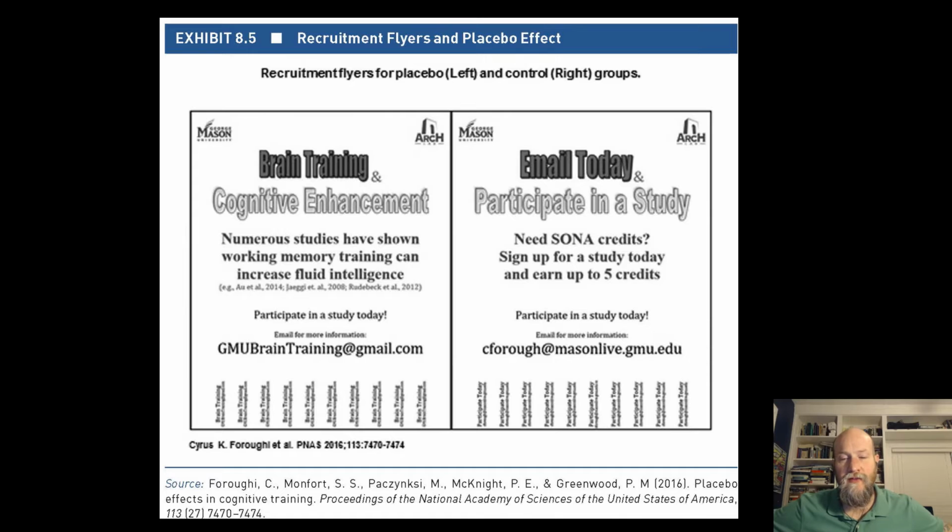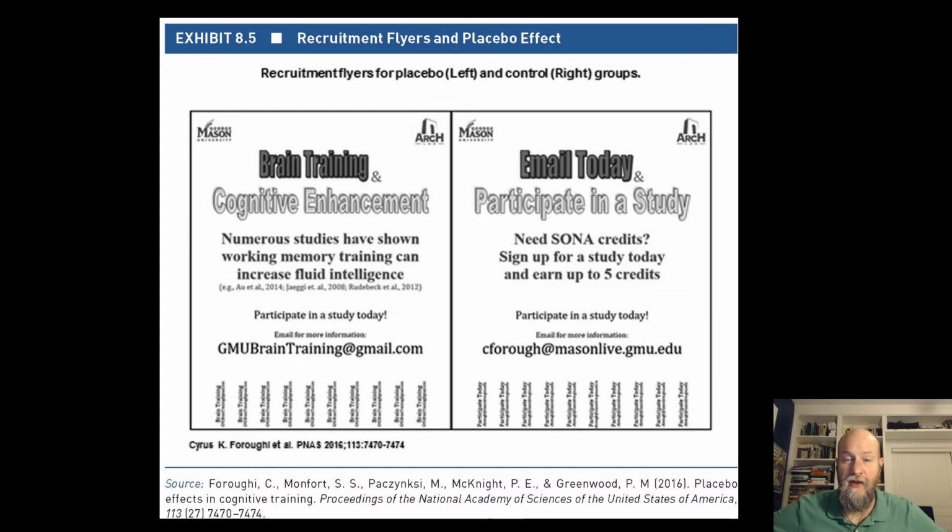If you notice, even the email address is gmubraintraining@gmail.com. So it's really very, very clear what's going on. The little tag that you pull off of the flyer says brain training on it and has the contact information. This was done at George Mason University, so that's the GMU part. On the right, you see the non-suggestive flyer.